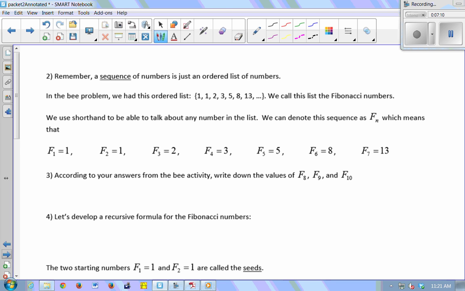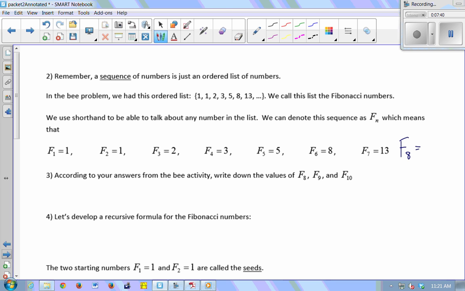So we say F sub n is going to be the name of the sequence, and the subscript tells you an address, right, where in the sequence each number lives. So F1 is 1, F2 is 1, F3 is 2, F4 is 3, etc. Okay, so if I want to find F8, the way I've written this out, what would F8 be?